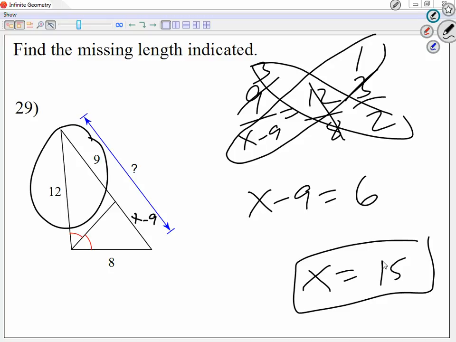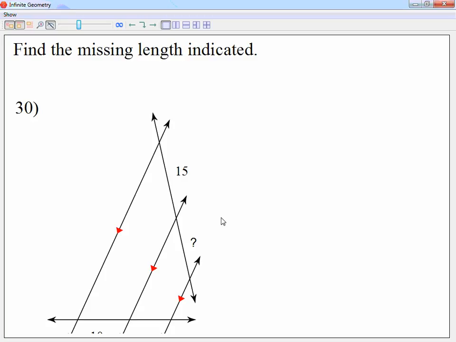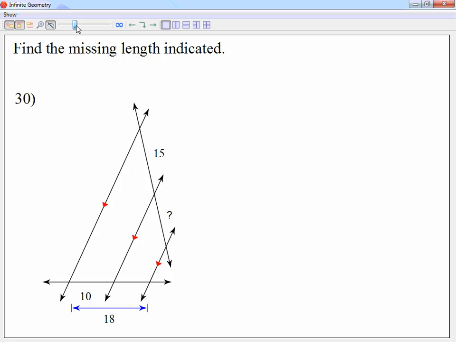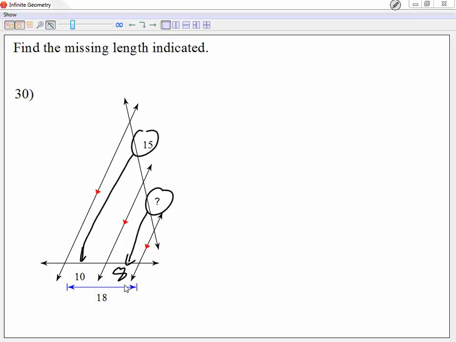Number 30? Let me make my figure a little smaller. So I know this little side here is 8. I look at this as a street. I know x goes to 8 and 15 goes to 10. The way I got the 8, because I knew the whole thing was 18, part of it is 10, so the remaining part should be 8.